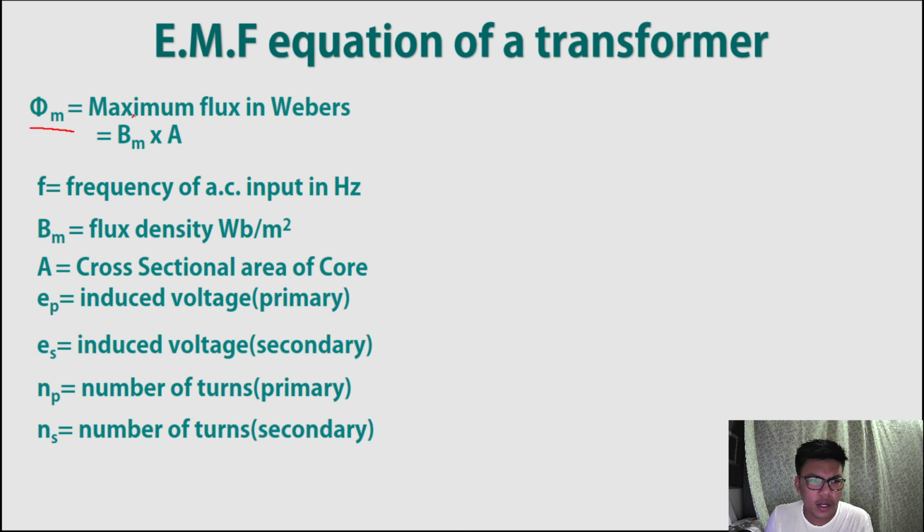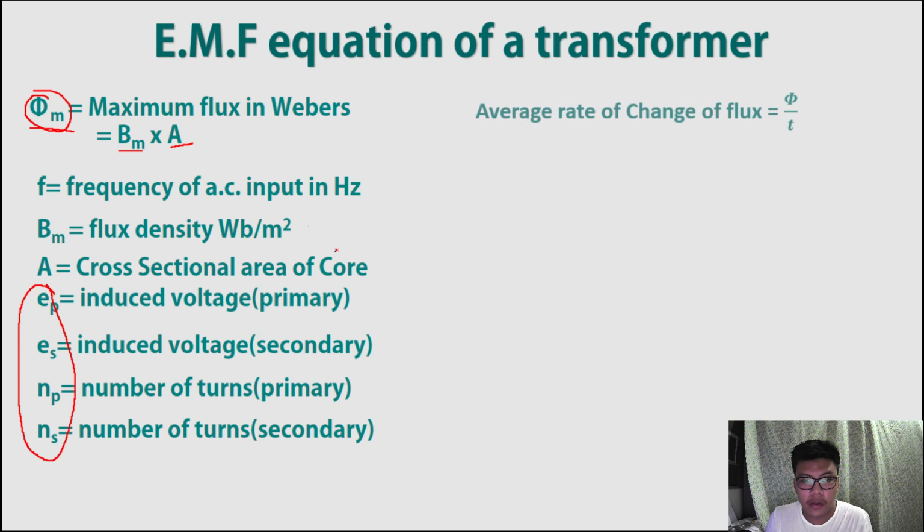Okay? This is yung ating phi sub m can also be equal to B sub m times A. So, B sub m is the flux density, ano, or Weber per meter squared, times A, yung area natin, ano, cross-sectional area ng core. Then, f is frequency. And, ito same lang, ano, yung nabanggit ko kanina, yun pa rin.